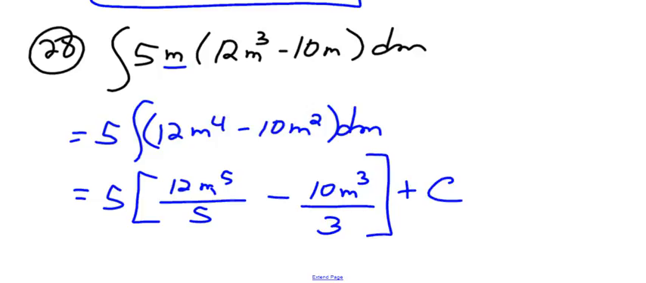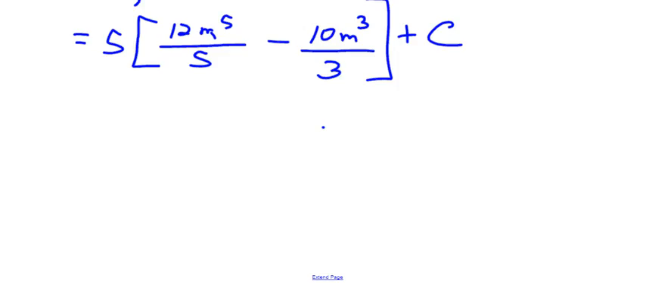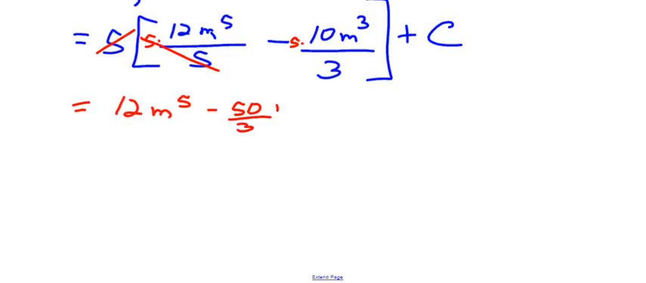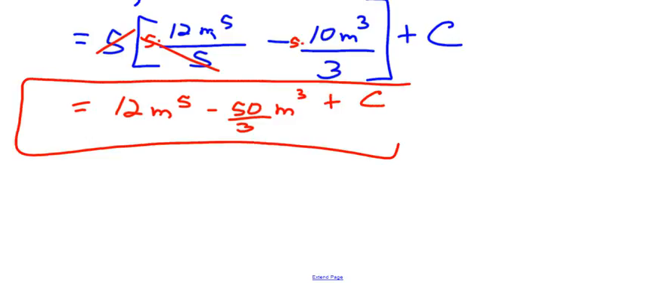c at the end. I'm not multiplying 5 to the c. In a sense, it just creates another constant, so it would still be c technically. So I'm just not going to bother with it there. I'm going to multiply this in, so that 5 here reduces with that 5 here, so that I really have 12m to the 5th minus 50 thirds m cubed plus c, and that's our antiderivative. So you could have left the 5 in and worked from there.